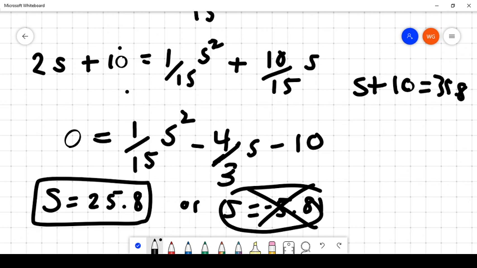Okay, so your concluding statement, which I won't write out right now because we're running short on video time, would be, therefore, machine A would take 25.8 minutes and machine B would take 35.8 minutes. Working together, they only take 15 minutes.